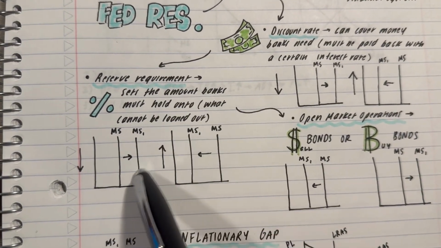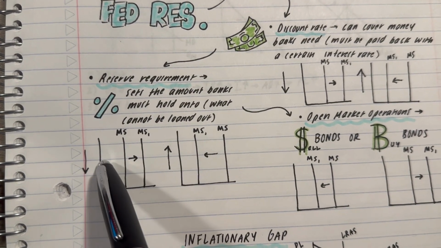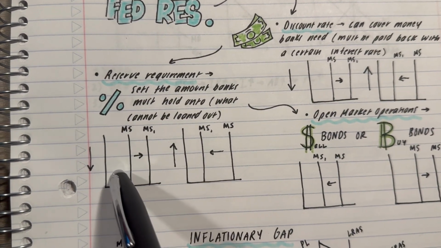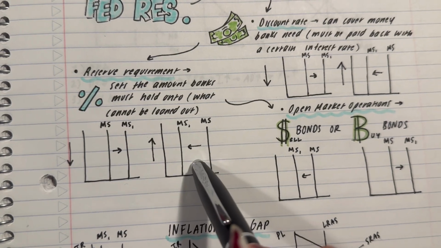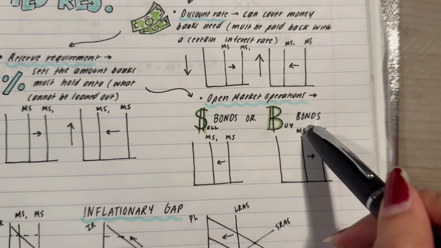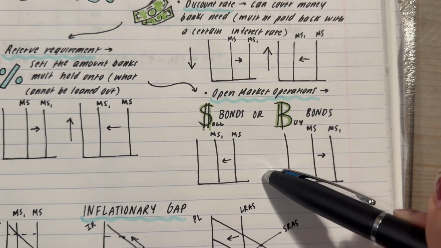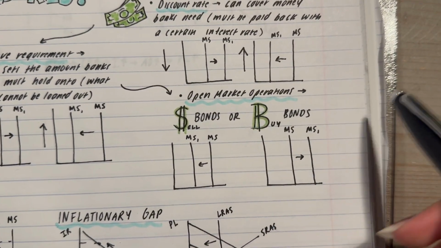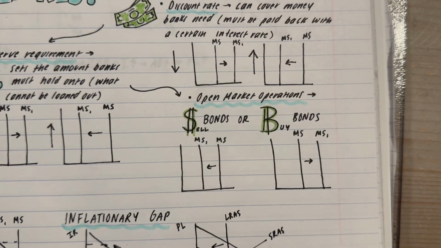With reserve requirements, they can decrease the reserve requirements and increase the money supply, or they can increase reserve requirements and decrease the money supply. And with open market operations, they can sell bonds, which will decrease the money supply, or they can buy bonds, which will increase the money supply.